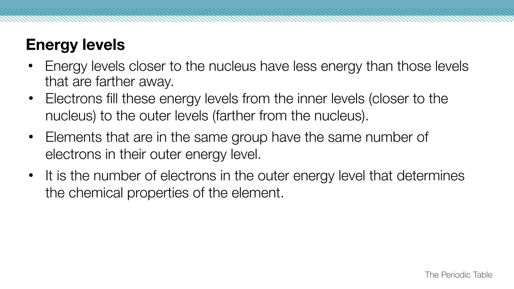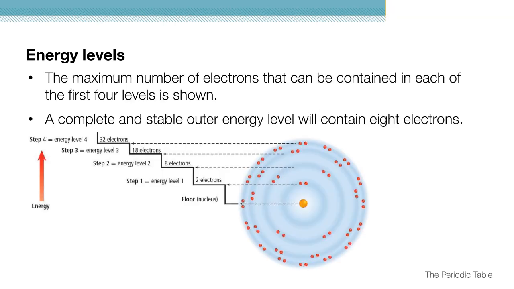So this is a little bit of what I was just saying on the last slide. Elements in the same group have the same number of electrons on the outer shell, valence electrons we call them, and that determines their chemical properties, so basically how they react. So you can have more energy levels than this. This is just showing you the amount of electrons that can be held in each of the first 4 energy levels. You don't need to memorize this.